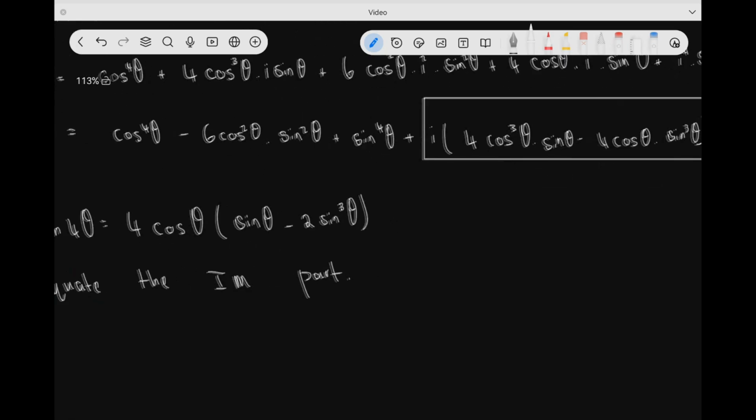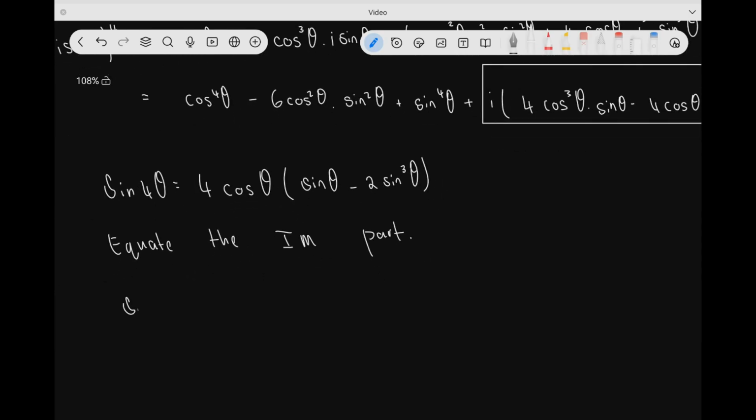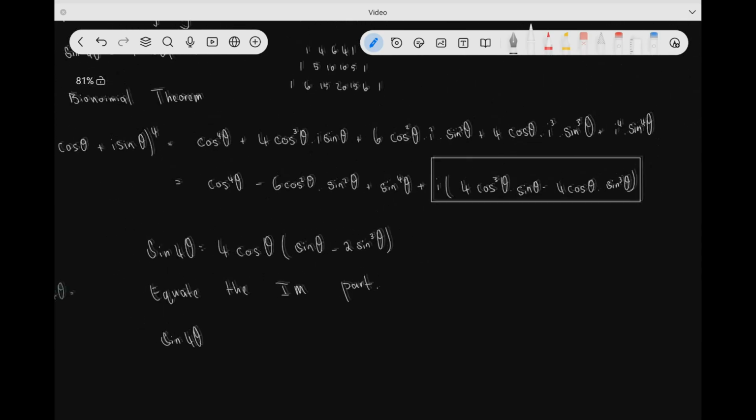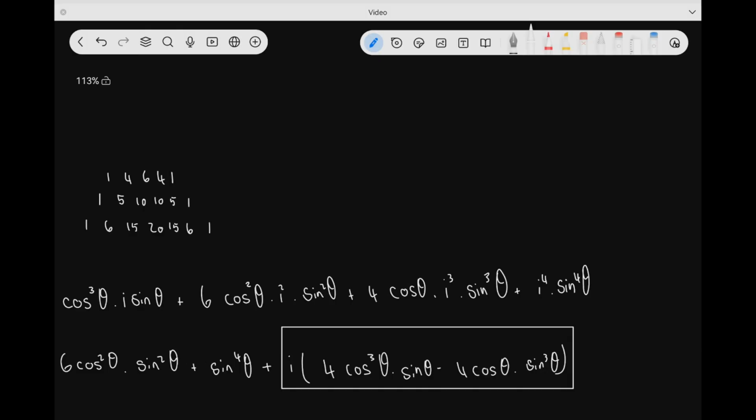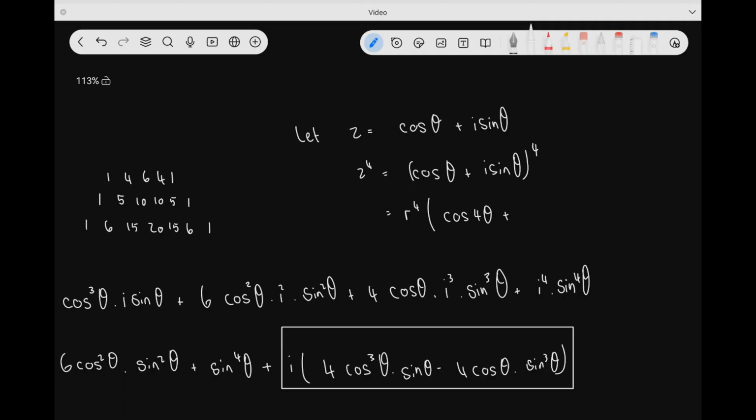Let's equate the imaginary part. So the imaginary part was sine 4 theta. Again, we just applied De Moivre's theorem here. I'll just quickly redo it. So we can say let z is equal to cosine theta plus i sine theta. Then we have z to the 4 is equal to cosine theta plus i sine theta raised to the 4. Remember, we simply raise the modulus also to the 4, but in this particular case, our modulus is 1. So it's just 1 raised to the 4, which is just 1, right?